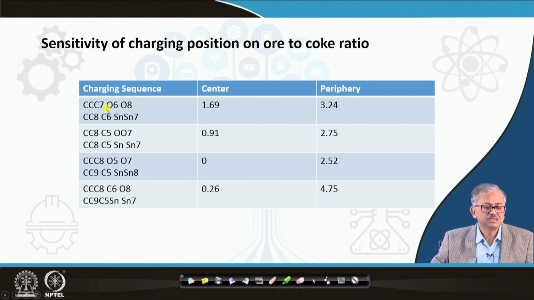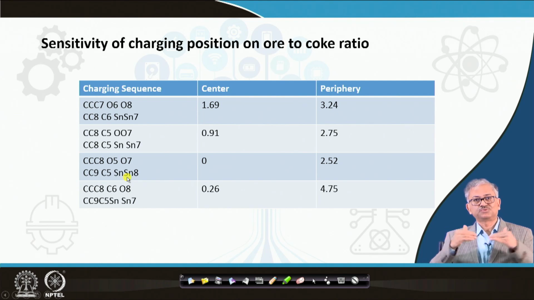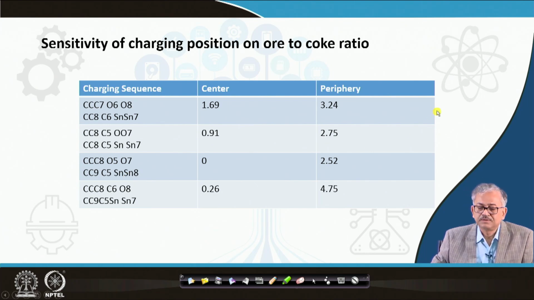And you can see the charging sequence is not changed very much. So it is very difficult to maintain this ore coke ratio across the cross section. It is very sensitive to the charging sequence also. And so more precise control of the charging has to be there.